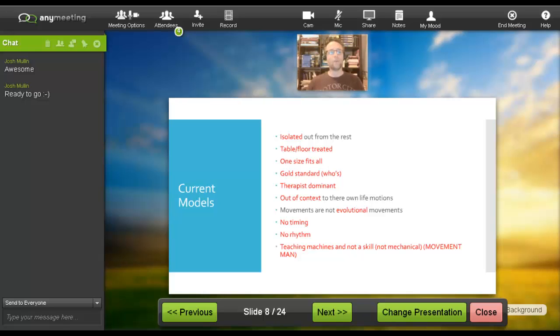It's therapist dominant. This is therapist ideas and the ideas only. It's their views, no one else's views. And who's to say that these views are right? Who's to say that this therapist who's putting this information across has all the information? It's out of context to your own life, movements, and emotions.